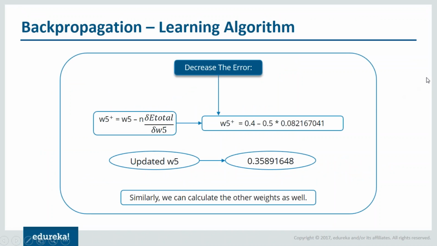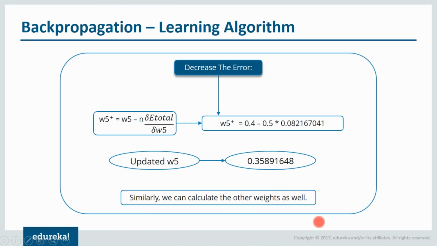Now is the time to update the weight. So how are we going to update the weight? First thing we need to do is follow this formula. W5+, which is the updated weight, is equal to W5 minus the learning rate into delta E total by delta W5. Which came to around 0.35891648.